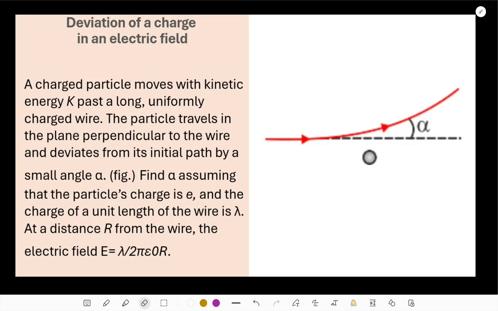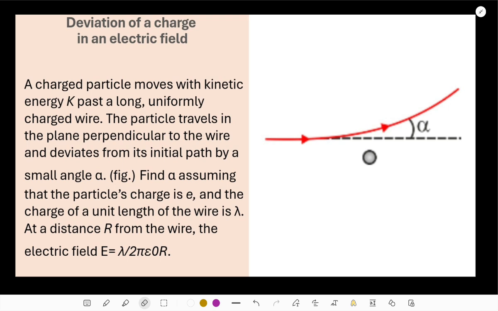Welcome again. And this is also a problem related to the motion of a charged particle in an electric field. However, this electric field is produced by a long wire. So let's read the statement of the problem first.